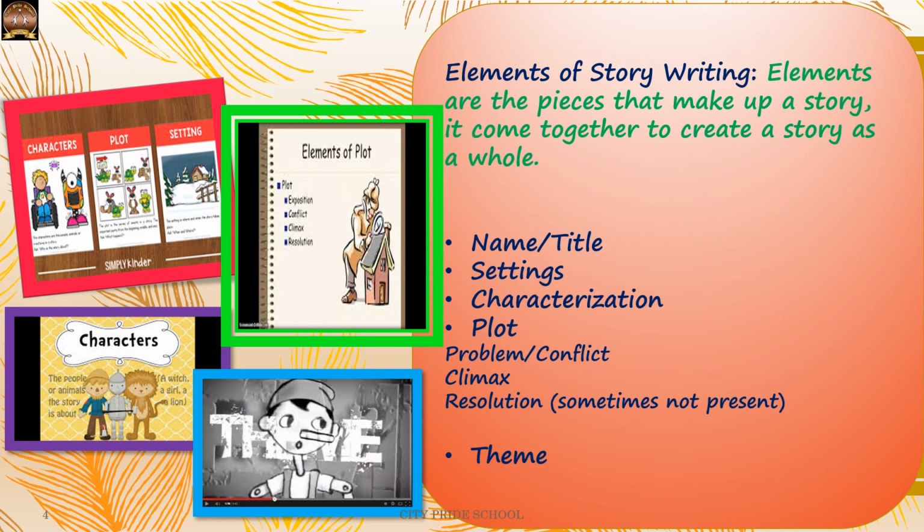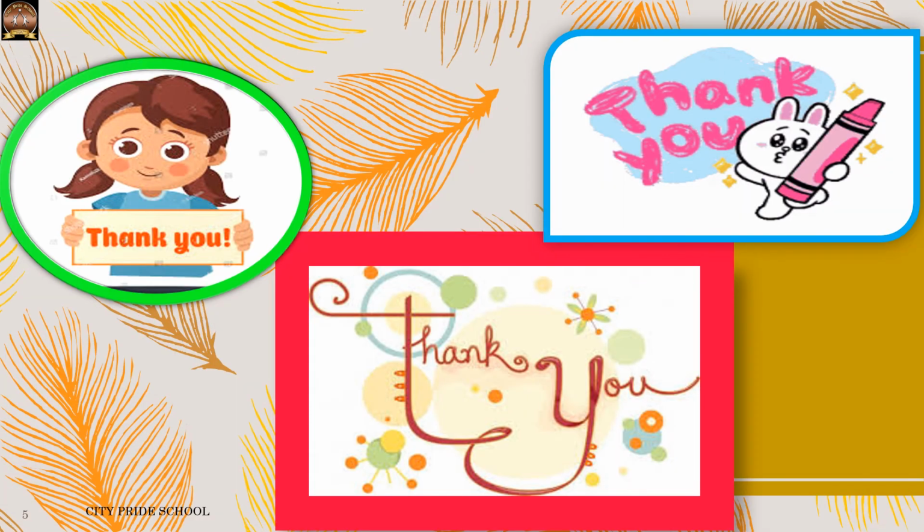So these are the 5 main elements of any story writing, which are very important because the elements actually help to make up a story. When it all comes together, then a good story is created. This is the first part of story writing.